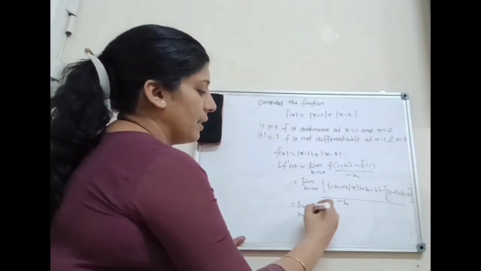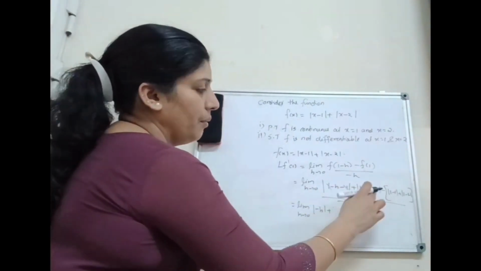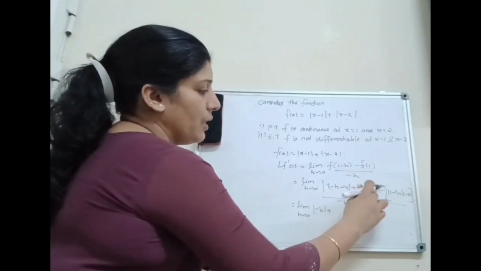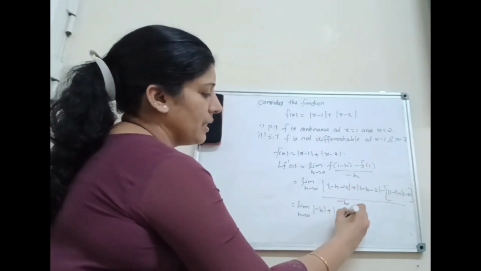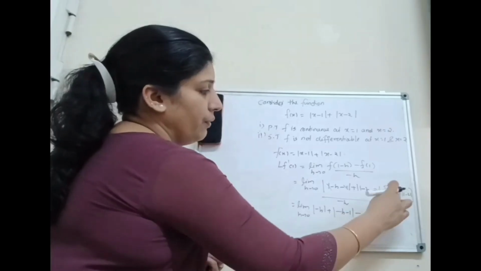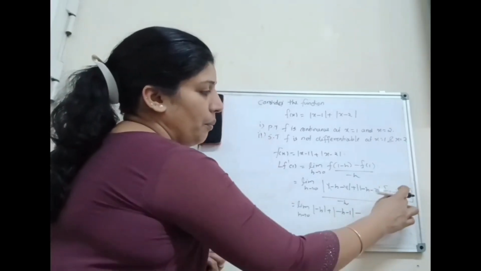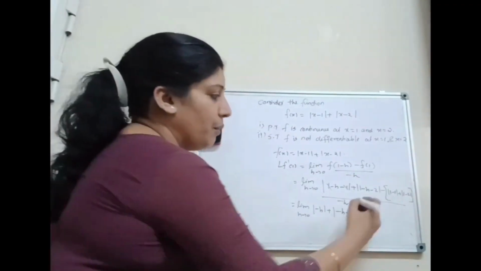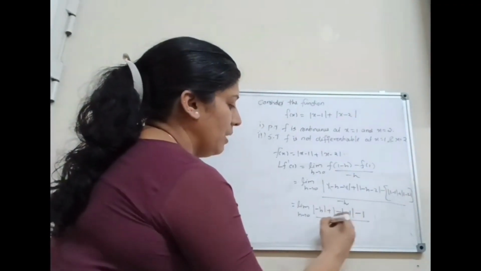1 and minus 1 cancel. Then mod minus h plus the next term, modulus of 1 minus h minus 2. 1 minus 2, that is minus 1. Therefore, modulus of minus h minus 1. Then minus of modulus of 1 minus 1, 0, plus modulus of 1 minus 2. That is modulus of minus 1 is 1. Therefore, minus 1 divided by minus h.